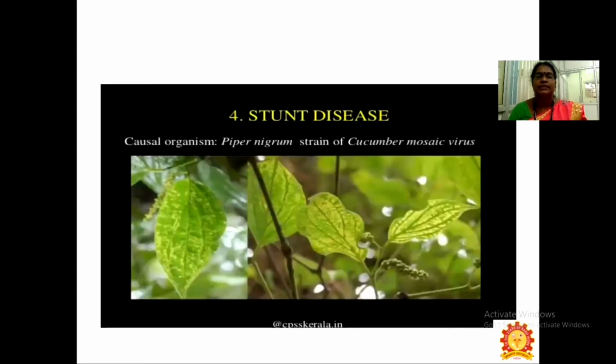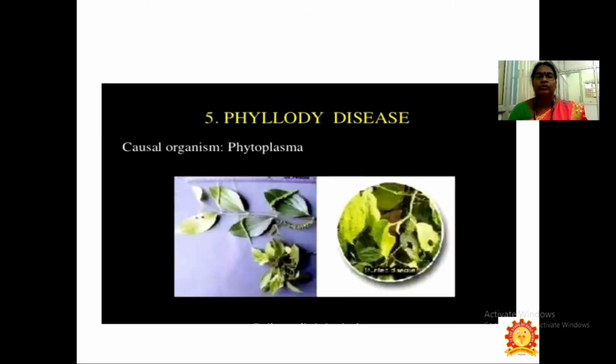The next disease is stunt disease, which is caused by a pepper strain of cucumber mosaic virus. You can see chlorosis in between the veins, the vines become very thickened, and it shows chlorotic symptoms very promptly. The next disease is phyllody disease, which is caused by a phytoplasma. Here see the symptoms: this is the fresh plant and this is the phyllody affected plant, which converts the inflorescence into small leaflets.